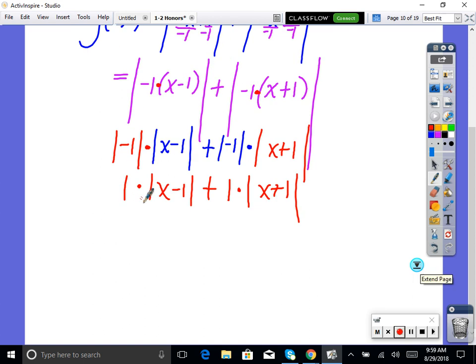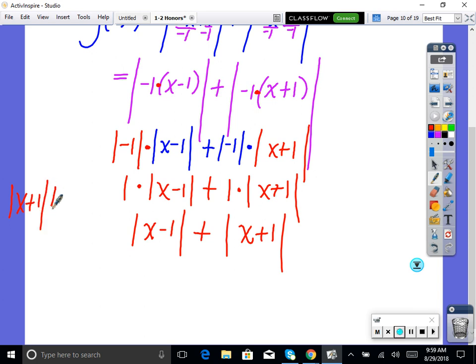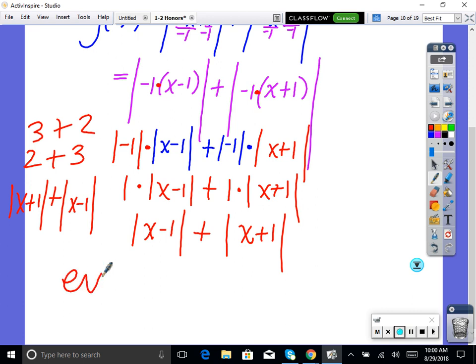So now 1 times anything is just itself. So we have absolute value of x minus 1 plus absolute value of x plus 1. Now we have simplified it completely. So let's compare that to the original. Wasn't the original, look at number 6, absolute value of x plus 1 plus absolute value of x minus 1? Yes. Is 2 plus 3 any different than 3 plus 2? No. So when you compare these, they are the same thing. Yes. So it would be even. But you got to show your steps just like this. Okay? Don't have misconceptions about absolute values.